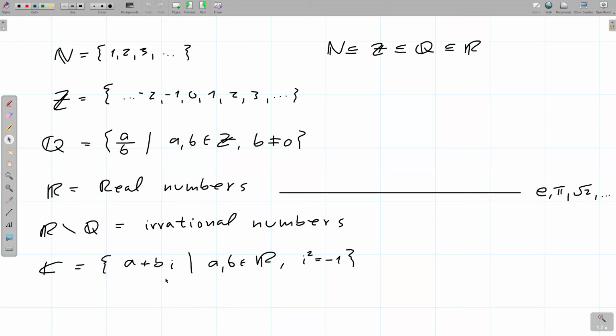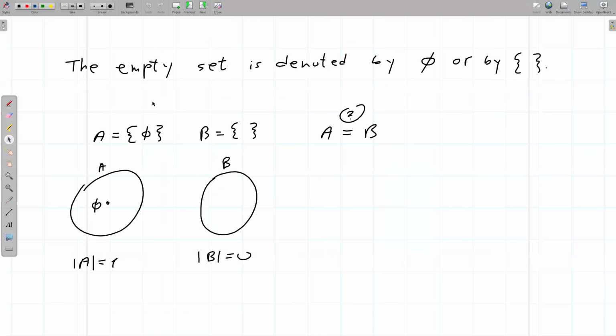So a complex number is of the form a plus bi, where a and b are real numbers, and i is an imaginary, an abstract number, which is defined here. i is the number that if we multiply it by itself, we will get -1. So these are the sets of common numbers we use in mathematics. Let's see a basic example. So this is not the basic example.